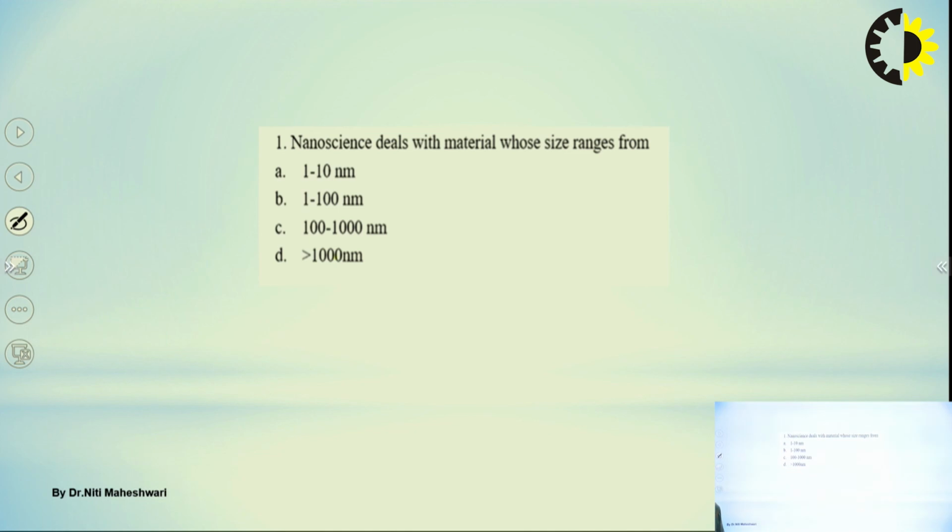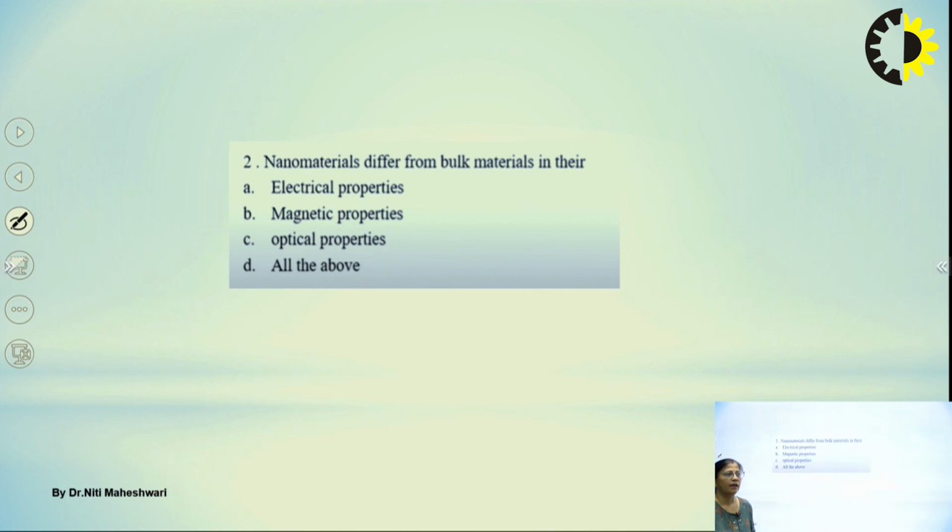Coming to some of the questions, the first question: nanoscience deals with materials whose size ranges from. The correct answer is B. Nanomaterials are those materials whose size is in the range of 1 to 100 nanometers. The second question: nanomaterials differ from bulk materials in electrical, magnetic or optical properties. The answer is all of the above, because on breaking down the bulk material to a smaller size, all the properties of the material change hugely.